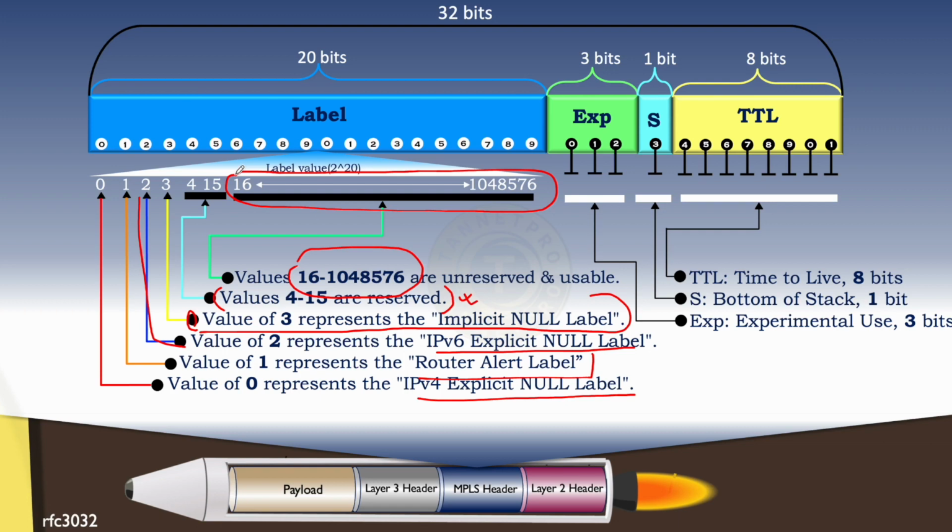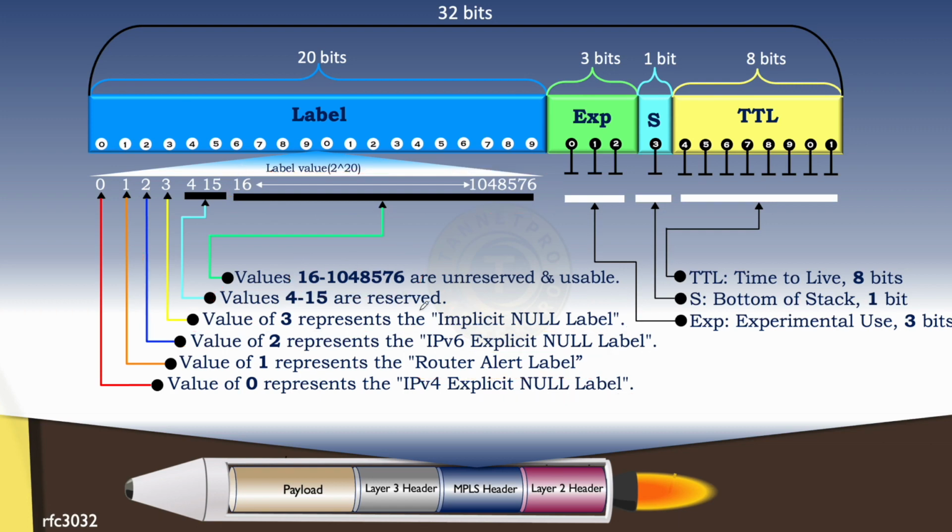Now let's understand explicit null and implicit null. Basically, they are used by default for signaling purposes. What signaling is, I will explain later on. And explicit null does the same kind of purpose, so let me explain over here.